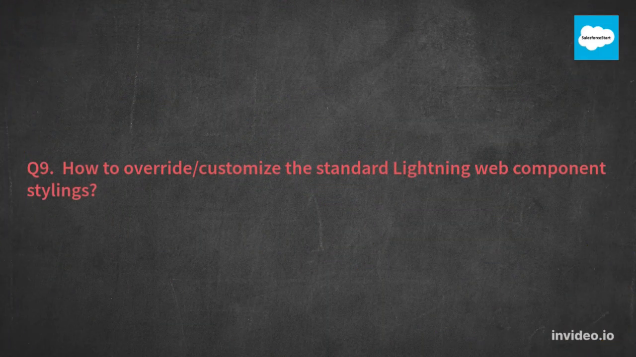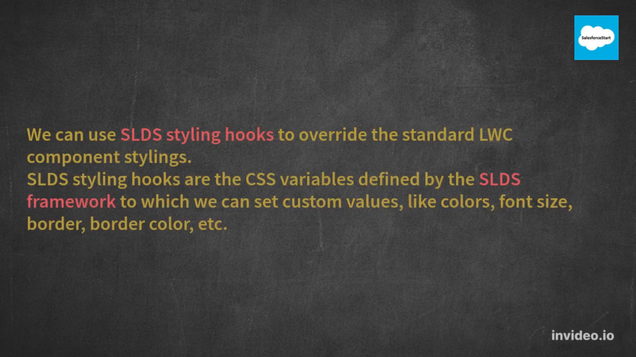Q9. How to override or customize the standard Lightning Web Component stylings? We can use SLDS styling hooks to override the standard LWC component stylings. SLDS styling hooks are the CSS variables defined by the SLDS framework to which we can set custom values, like colors, font size, border color, etc.